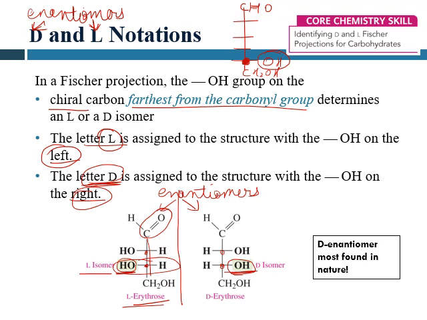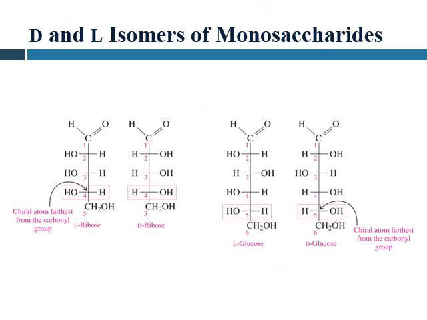Now, these two enantiomers behave differently, and you will find that in nature, most of the enantiomers that are commonly found are D. So most of the carbohydrates that naturally exist in nature are D enantiomers. Some more examples you can see here.